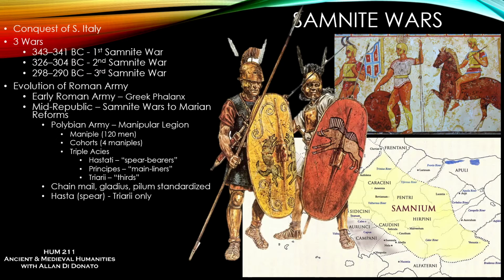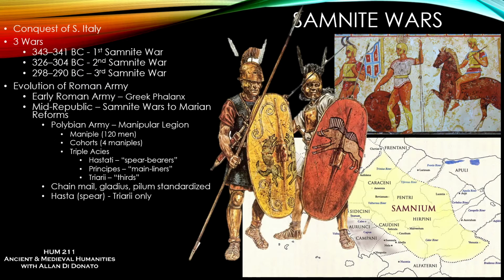But they're equipped with chainmail. The main weapon is a short sword called the gladius. And then their other weapon is what's called the pilum, which is a javelin. Okay? That basically replaces the spear. The only group that holds the spear is the last line, the triarii. Now I'm going to show you how this is going to become really useful in a second when we get to the Punic Wars. Okay, but that's the new development.